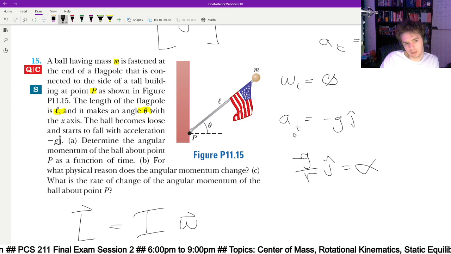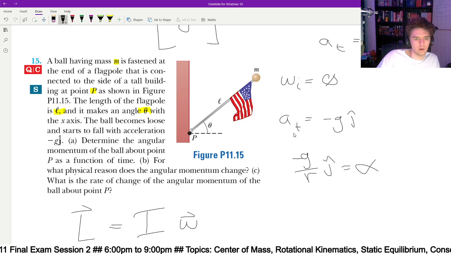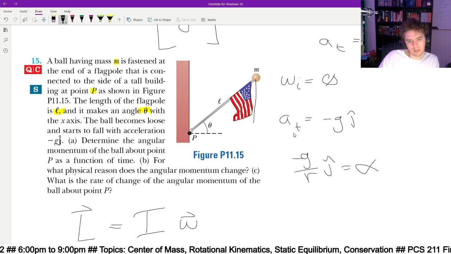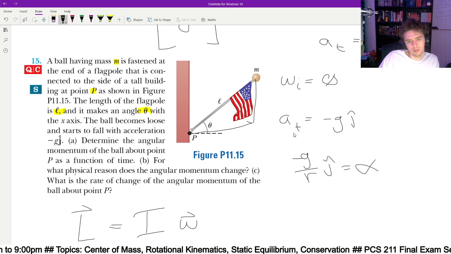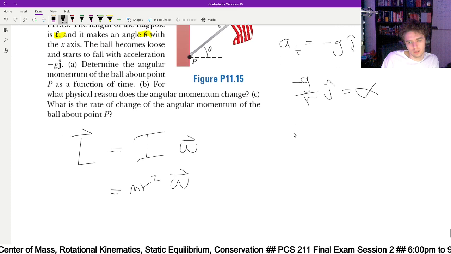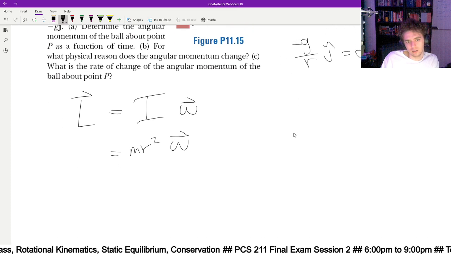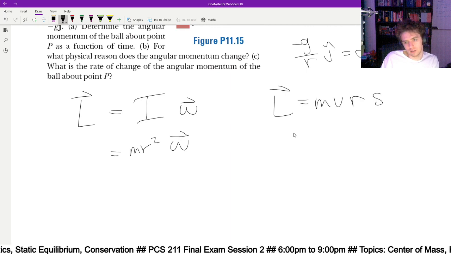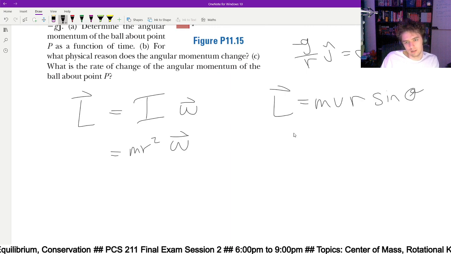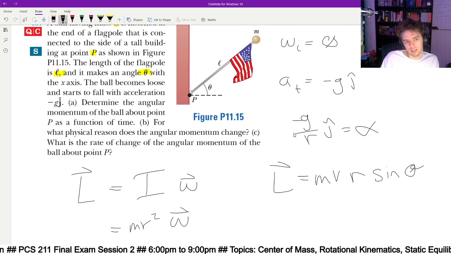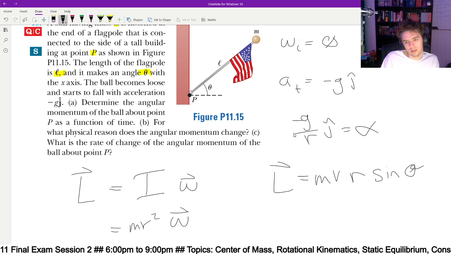But r is not one of the variables we know, and it's not L because it's L to begin with, but that's not true here. That length is not L. There's another equation, mvr sine theta. So L is equal to mvr sine theta, like that? Mass times the linear velocity and magnitude of r.